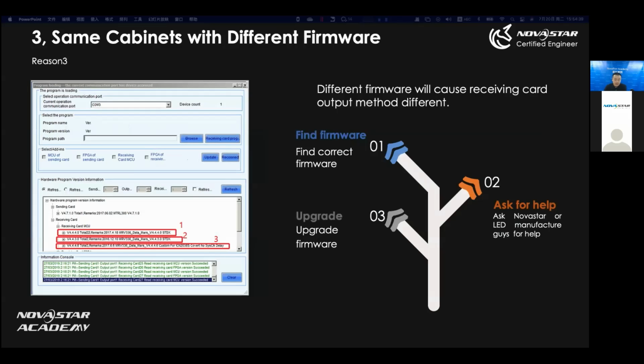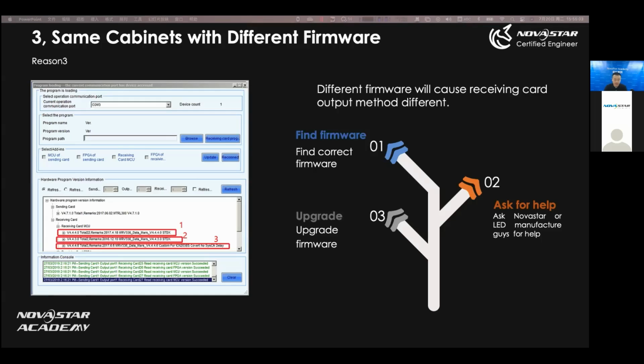And third is that some cabinets have different firmware. The step is that we can go into the firmware upgrade page and check the cabinet firmware. If they have different firmware, we need to check with the manufacturer or NovaStar which firmware is correct for this kind of cabinet. And if you find the correct firmware, then use the software to upgrade them to the same program.